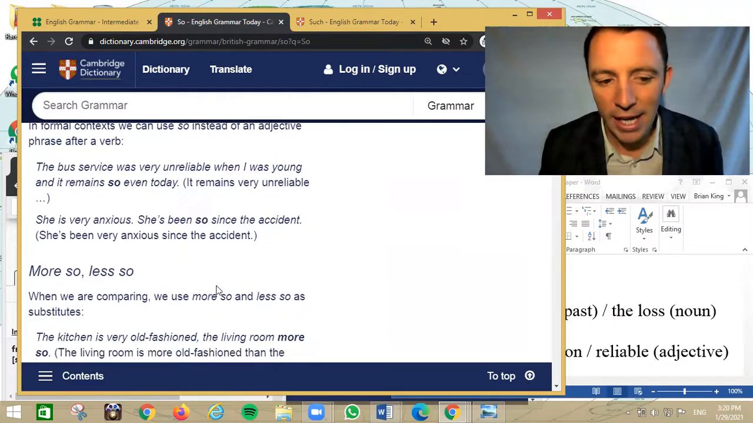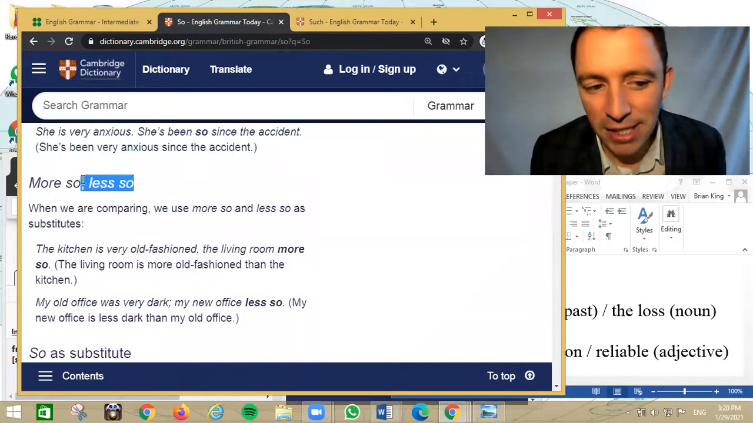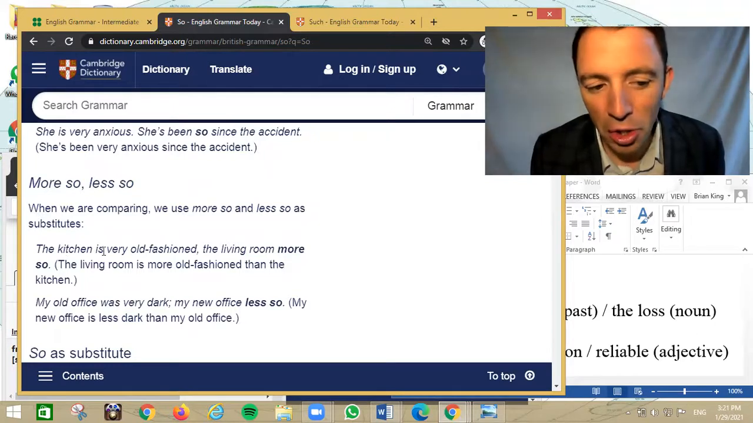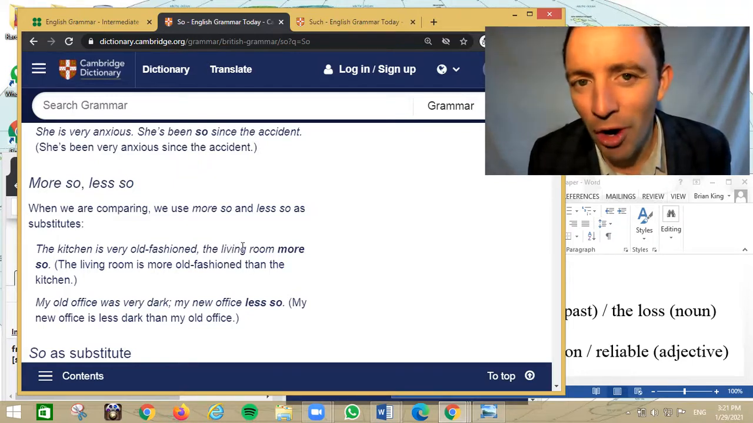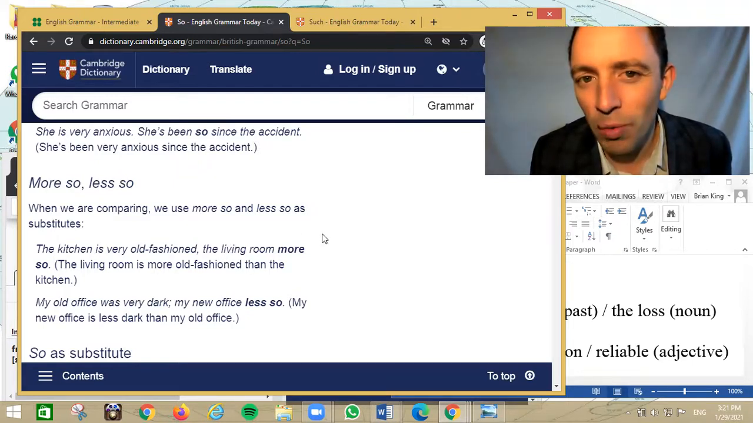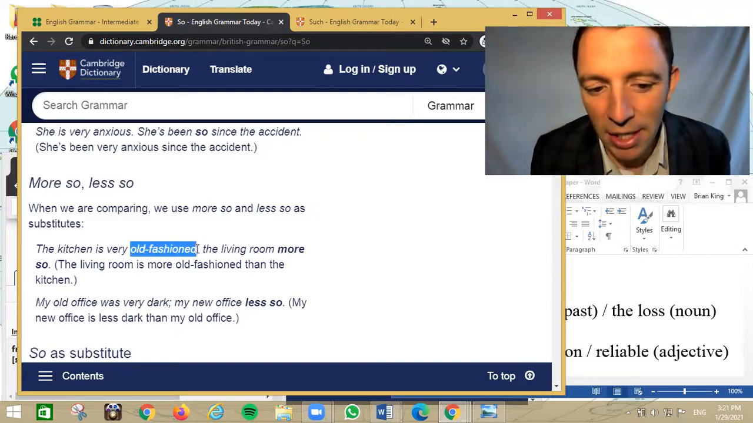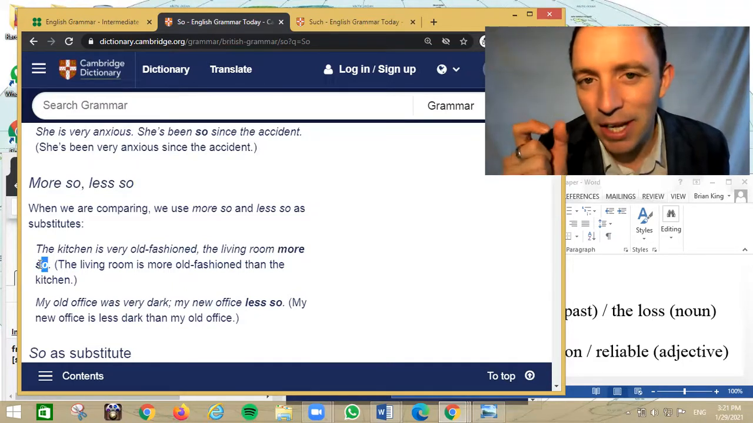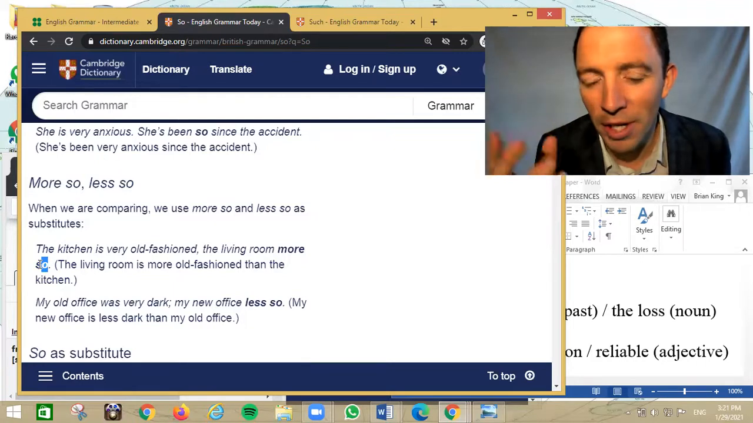Very, very important. Okay. The next one is also very advanced and very important: more so or less so. When we are comparing, we use more so and less so as substitutes again. So, comparison: the kitchen is very old-fashioned. The living room, more so. It's a comparison that the living room is more old-fashioned, but you can replace the adjective with so. So very old-fashioned, and the living room is more old-fashioned, but more so. It's a substitution to make the sentence a bit more fluent and a bit more comfortable, I suppose.